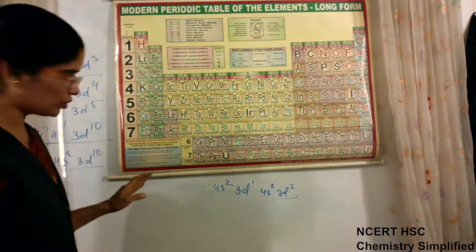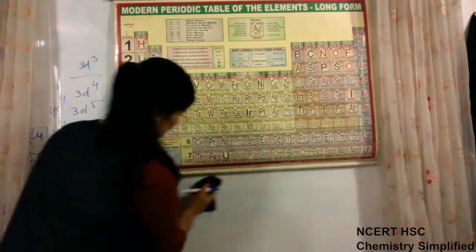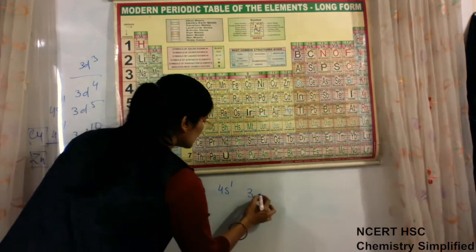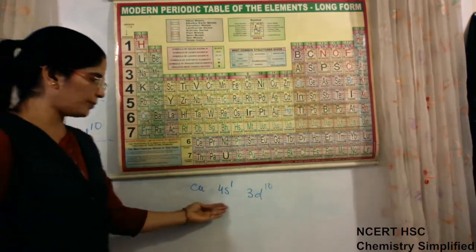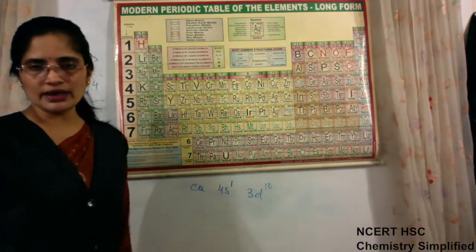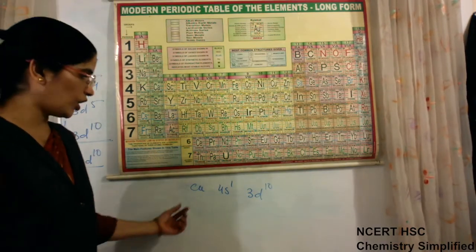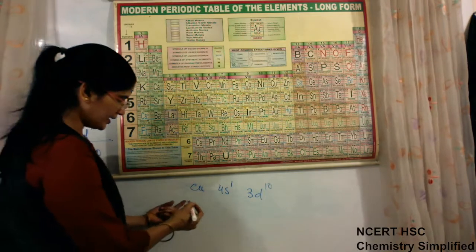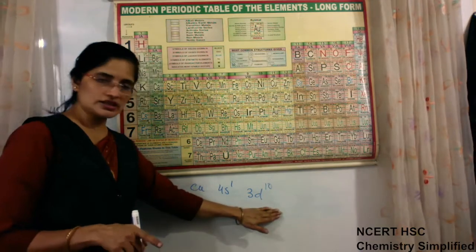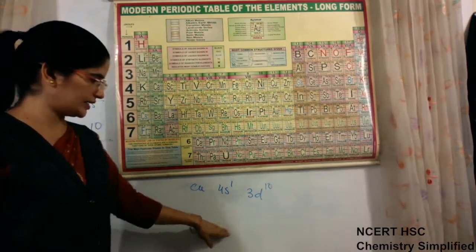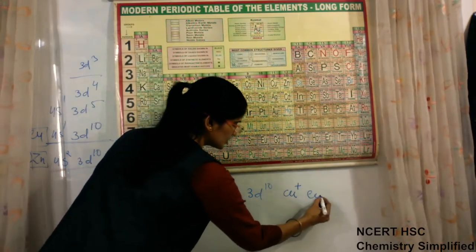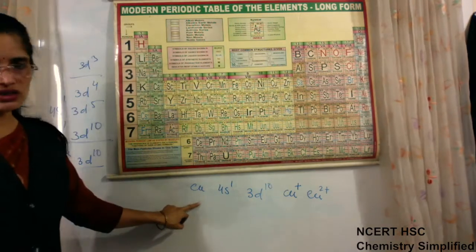So if I see copper, its configuration is 4s1, 3d10. If I see copper in its ground state, its d orbital is completely filled. So it should not be a transition element. But copper is a transition element. Why? Because the definition is it should have an incompletely filled d orbital either in the ground state or in any of its oxidation states. So if I see the oxidation states of copper, we have 2 oxidation states, Cu plus 1 and Cu2 plus.